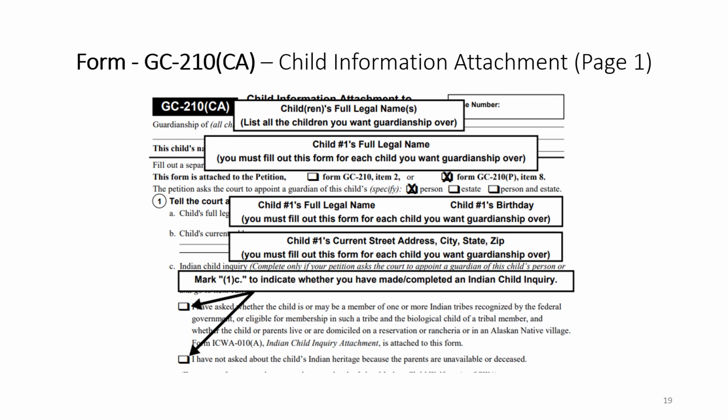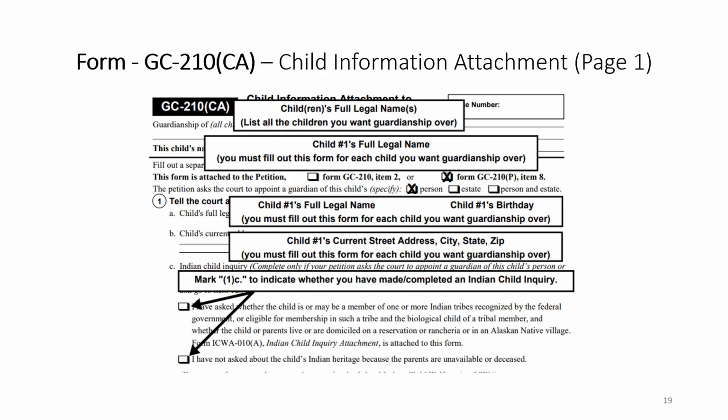We are now moving on to Form GC-210CA. This is the Child Information Attachment Form, which gives the court more information about each child you are asking to obtain guardianship for. You'll need one of these forms for each child. So, for example, if you're asking to obtain guardianship for 3 children, you'll need to fill out 3 of these forms, one for each child. Do not write all the child's information together on one form.